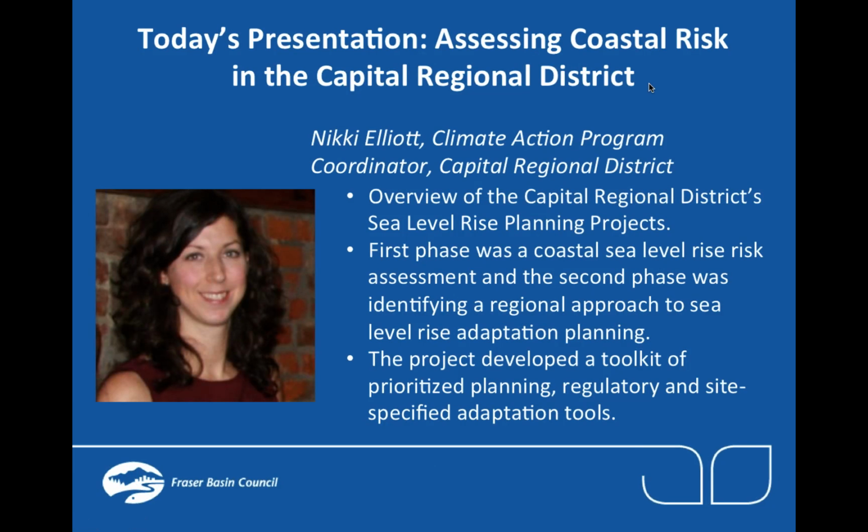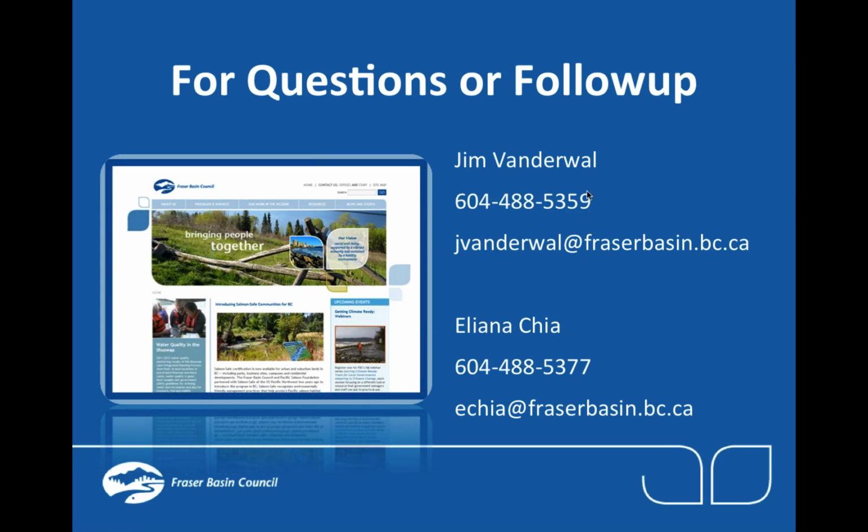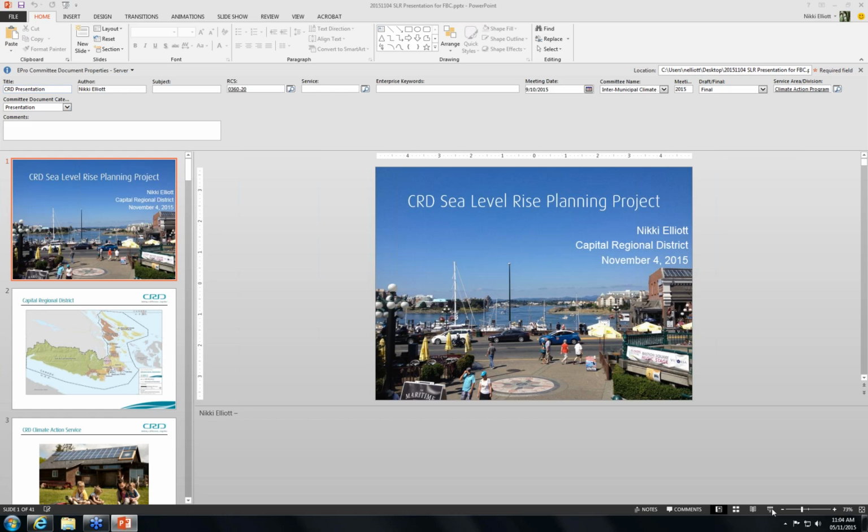So today's presentation, we're fortunate to have a presentation by Nikki Elliott from the Climate Action Program at Capital Regional District, and she's going to be talking about assessing coastal risk in the Capital Regional District, which is an overview of their planning project, including 2 phases. The first looking at coastal sea level rise risk assessment, and the second phase, which identified a regional approach to sea level rise adaptation planning. And the project developed a toolkit of prioritized planning, regulatory, and site-specific adaptation tools. So at this point in time, we will turn things over to Nikki so that she can talk about her presentation, and just bear with us for a minute while we do that.